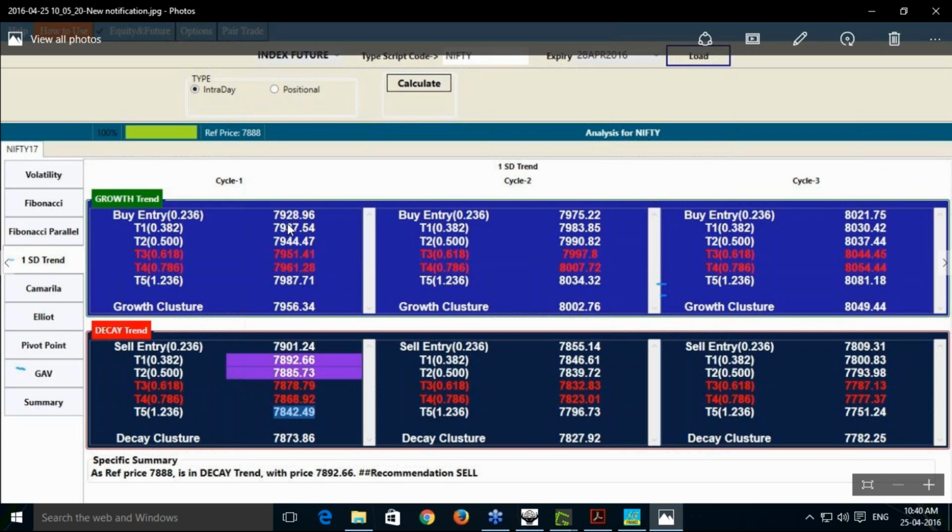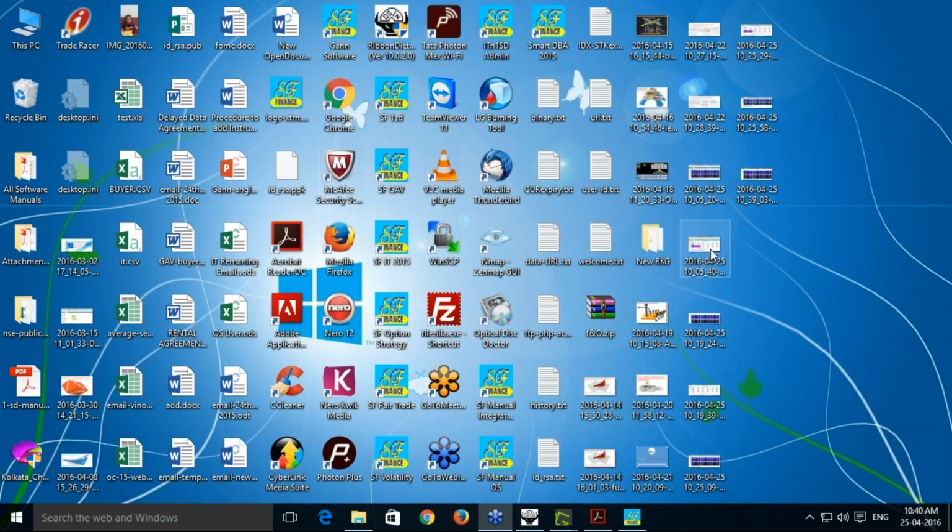The 1 SD trend says that above 7928 the uptrend is sitting for the intraday trade, and we took a reading when it was between the range 7892 and 7865. This was the death zone it was coming into. It has very much penetrated and gone to the 59 level. So you have achieved the last but one target in the Nifty as per the 1 standard deviation intraday trend calculation.